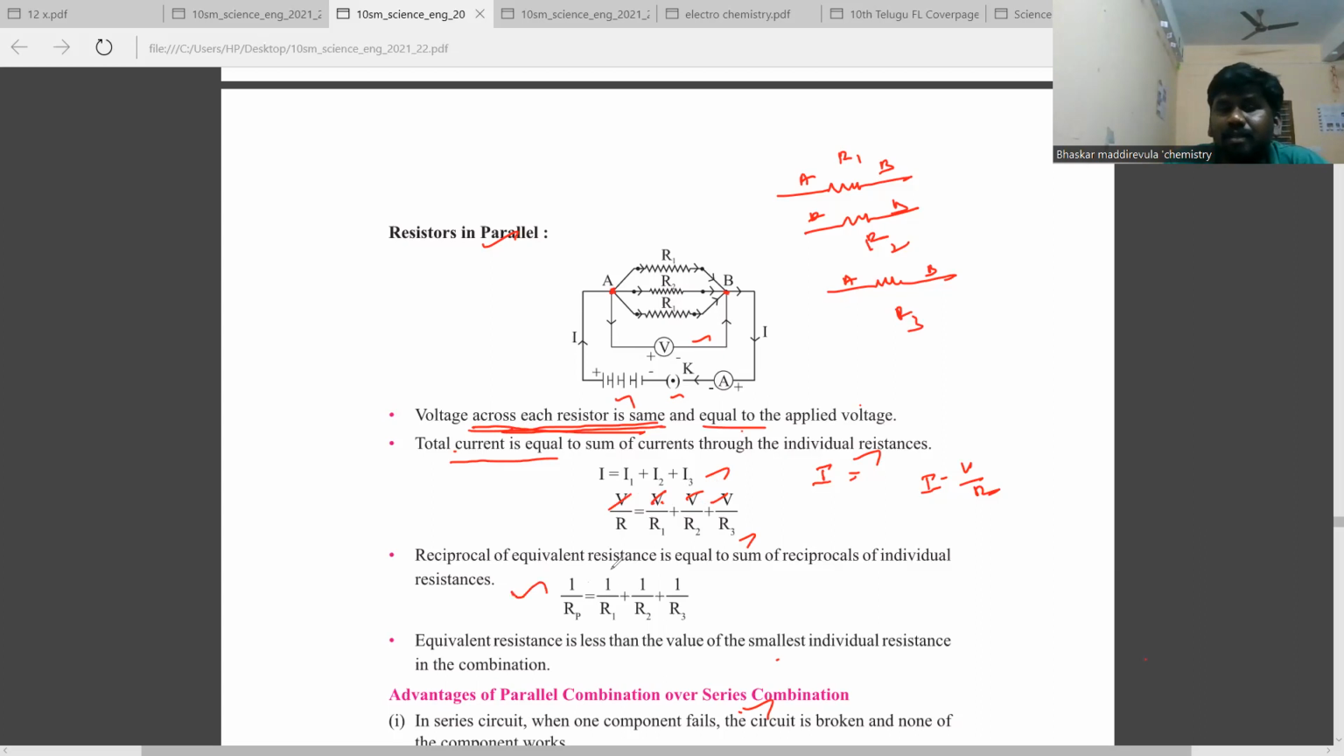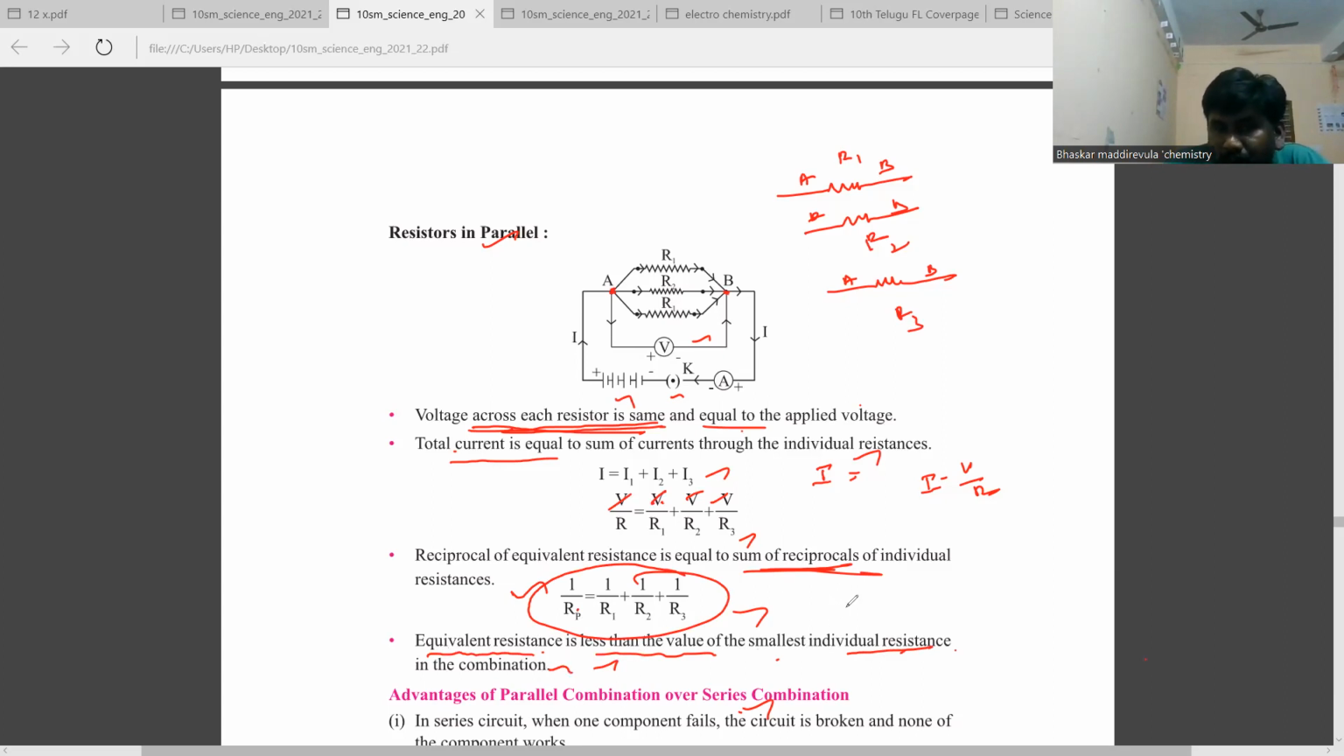The resultant resistance is equal to the sum of the resistances in reciprocal. That is, 1 by R equals 1 by R1 plus 1 by R2 plus 1 by R3. This is the formula to find the resultant resistance when the resistors are connected in parallel. You have to keep in mind that in this case the equivalent resistance, that means the resultant resistance, is always less than the value of the smallest individual resistance.